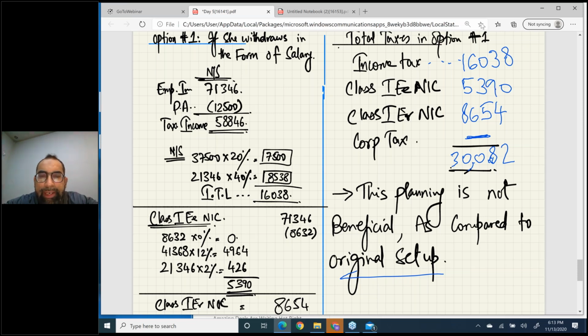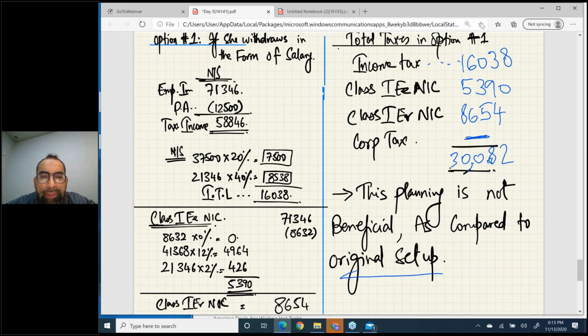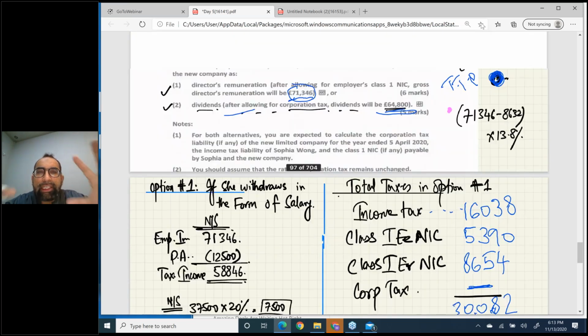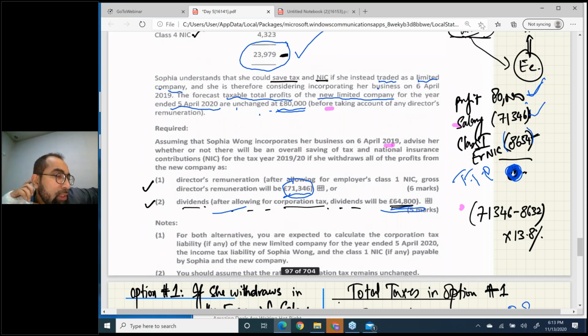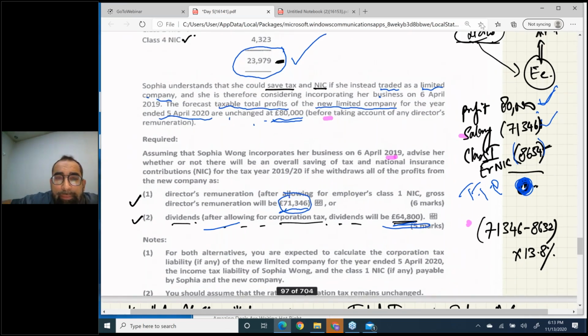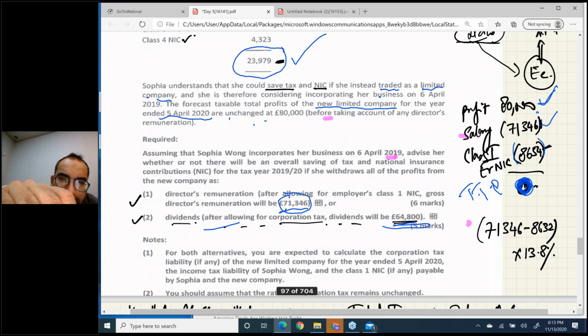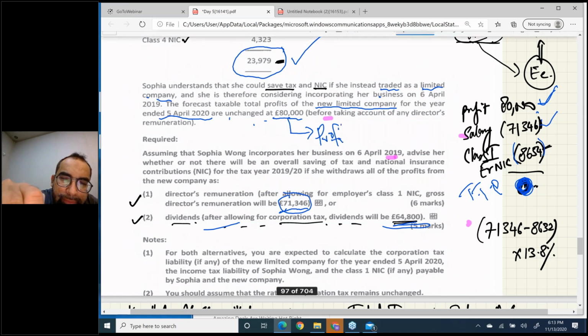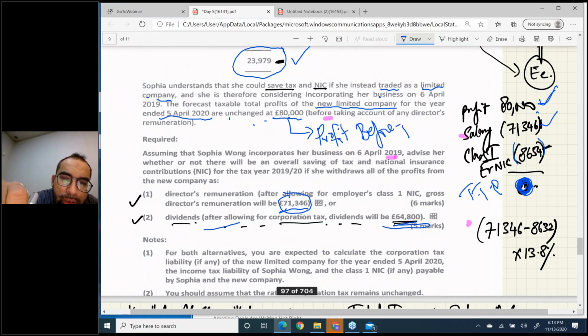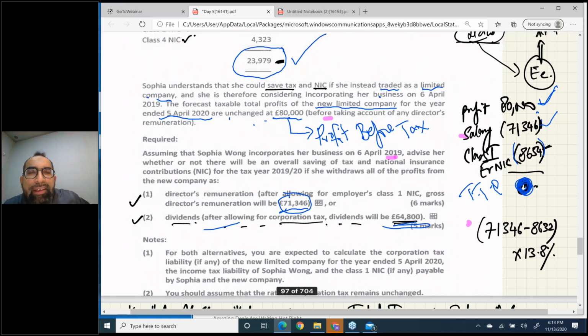Now let's move to the second option. Tell me, what are the profits of the company? 80,000. But wait, let me tell you one accounting word. This 80,000 is profit before tax, the correct word. You all know accounting. This 80,000 is not profit after tax. This is before tax. Still we need to calculate corporation tax on it.